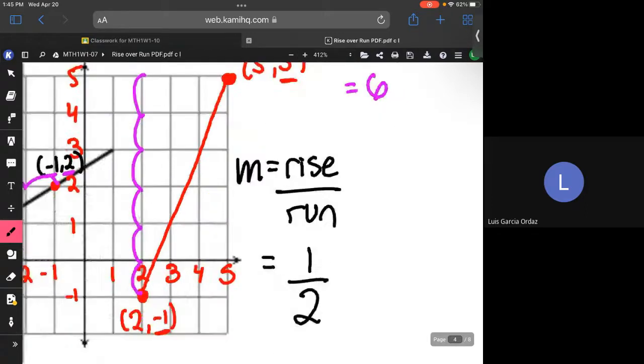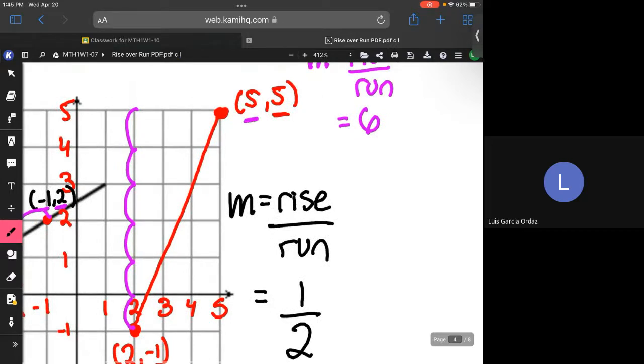Now my run, my first x value is 2. My second x value is 5. So to get from 2 to 5, I have to add 3, which means I'm going 3 spaces to the right. So what does my slope simplify into? 6 over 3 is the same thing as what? Sean? 2 over 1. 2 over 1 or just 2? So my slope is going to be 2.